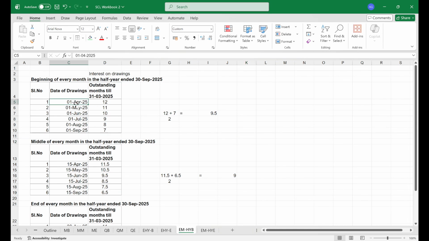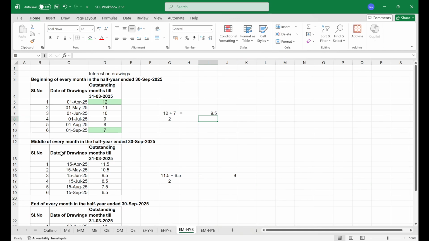So in that situation, the partner has done totally 6 drawings. The first drawings happened on 1st April 2025, and the last drawings happened on 1st September itself. From October till March, the partner has not done drawings at all. So in that situation, the average period computation will be 12 plus 7 by 2, 9.5 months.